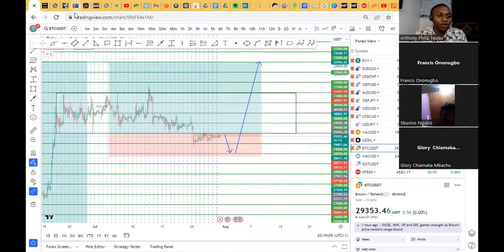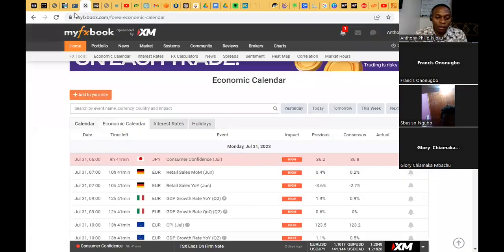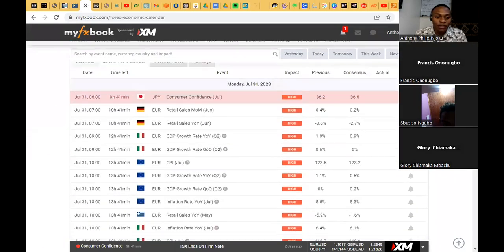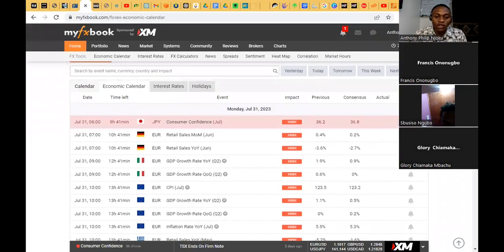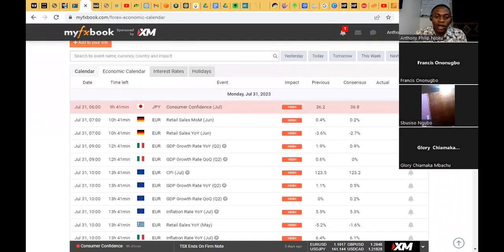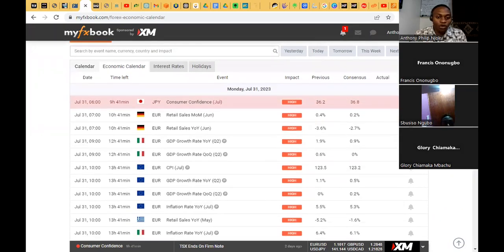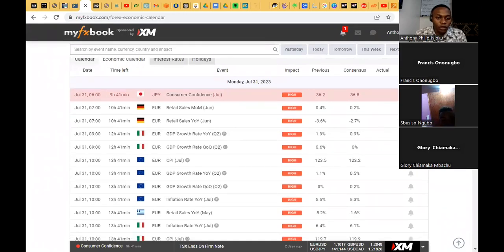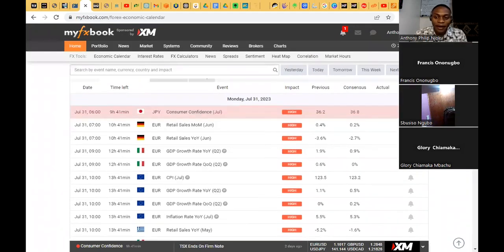Let's now dive into the fundamentals. For the fundamentals, we have JPY starting the week, Monday, July 31st. We have consumer confidence at exactly 6 a.m. in the morning, the JPY consumer confidence, the start of the London session. So we're looking at the JPY pairs.